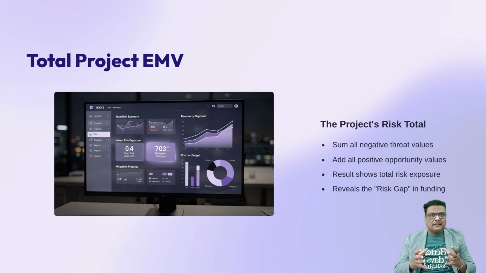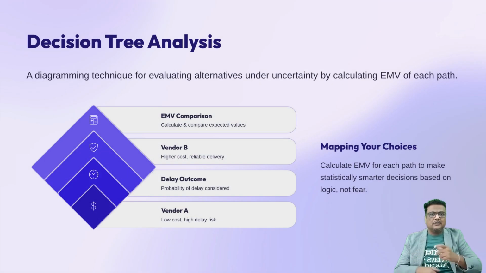Now, once we have this total exposure number, we need a way to help the bosses choose between two different paths, which leads us to decision tree analysis. Let's look at decision tree analysis using EMV. Technically, this is a diagramming and calculation technique for evaluating several alternatives under uncertainty by calculating the EMV of each available path. In simple terms, this is mapping your choices.